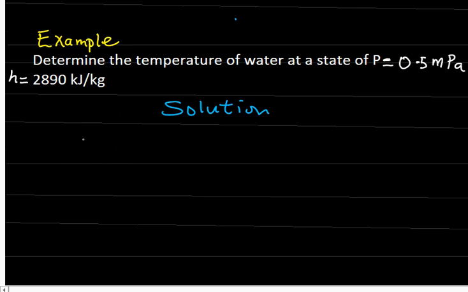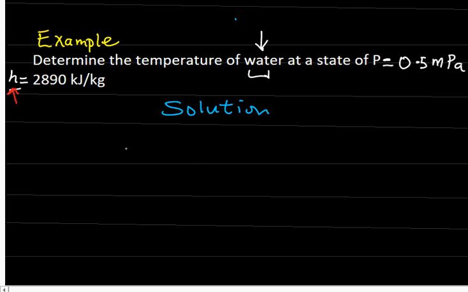Determine the temperature of water at the state of P equal to 0.5 megapascal and H equal to 2890 kilojoule per kilogram. Okay, so the H is the enthalpy. So we are to determine the temperature. Now, as you can see, it wasn't specified that the water is saturated liquid water for us to read it from our saturated liquid water table. So we don't know the state of the water.